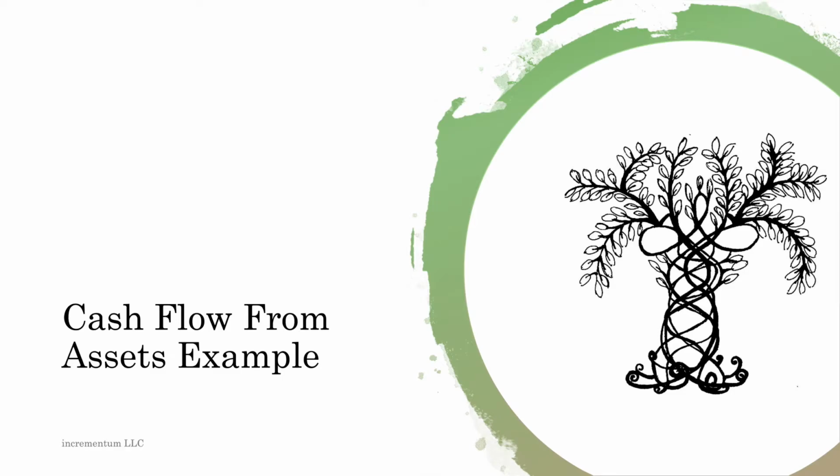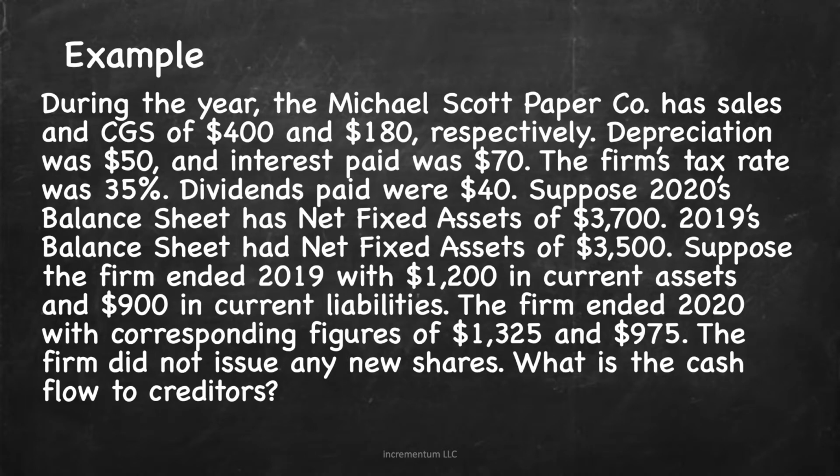We're going to work through a comprehensive problem that's going to help us look at how we calculate cash flow from assets from two different standpoints, and will also help us to see how it tells us about what's going on in the firm.